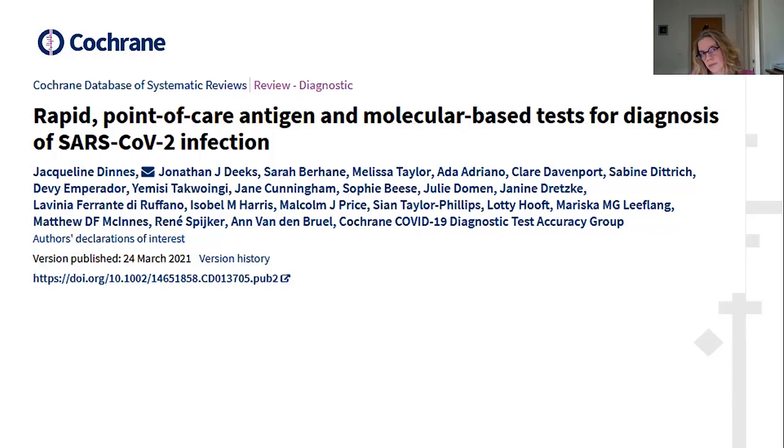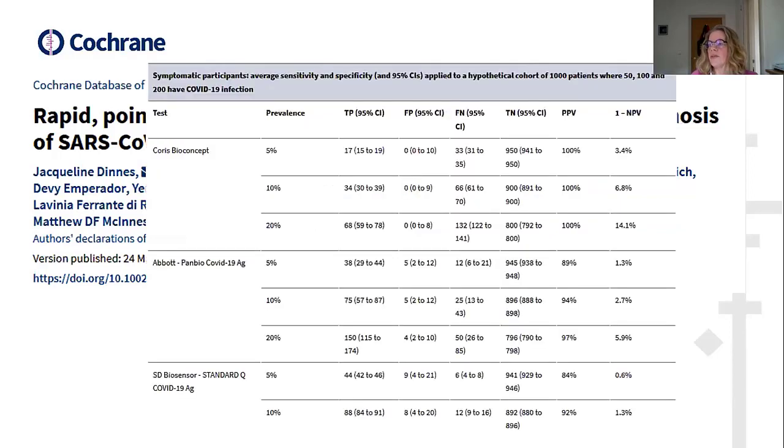For this particular review, the authors actually participated in a press briefing with the Science Media Centre in the UK, so they could answer questions from journalists. One of the issues with this review is there's a lot of information in it, and this is a snapshot of about a fifth of the summary of findings table. So you can see there's a lot of numbers here.